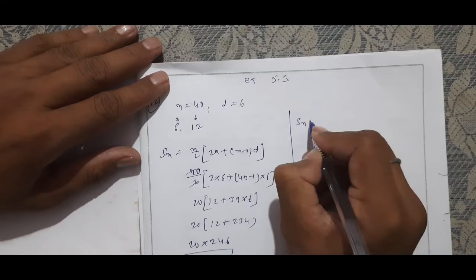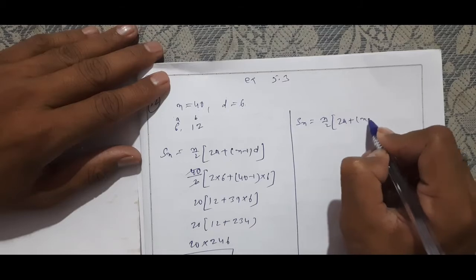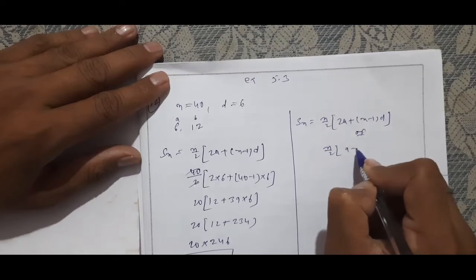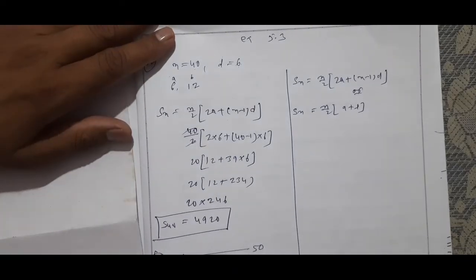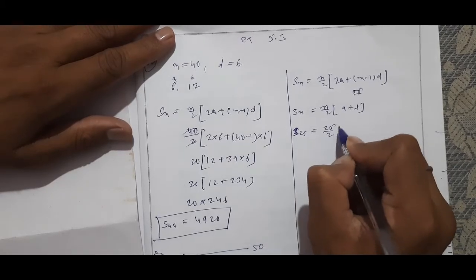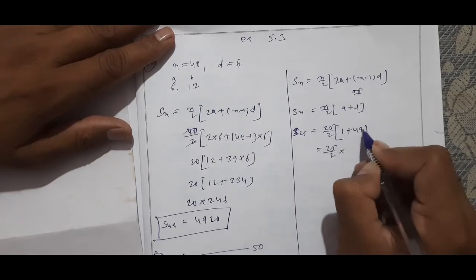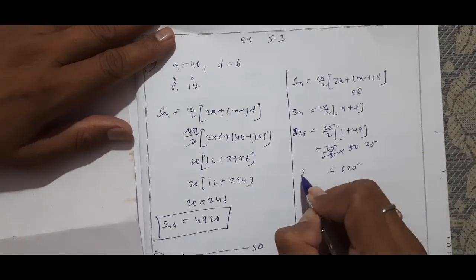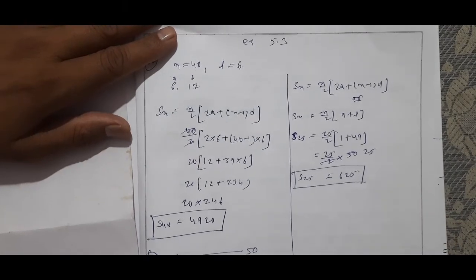The Sn formula is n by 2 into (2A plus (n minus 1) into D), or one more formula is there, n by 2 into (A plus L). So we have to find the sum of the first 25 terms. S25 is equal to 25 by 2, the A value is 1, the L value is 49. So 25 by 2 into 50, which is 25 into 25. So 625 is the S25 value, the sum of the odd numbers. Got it? This is the answer.